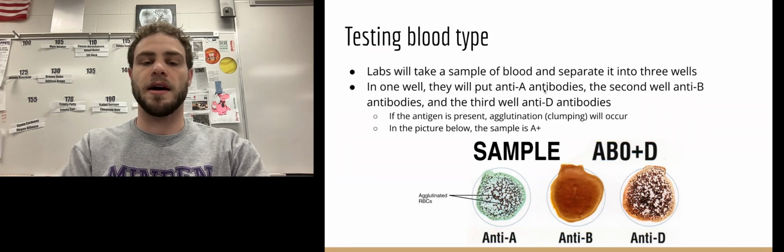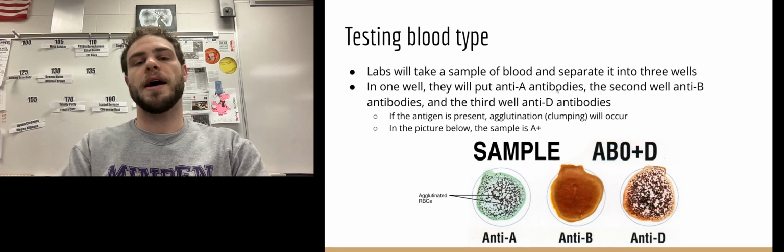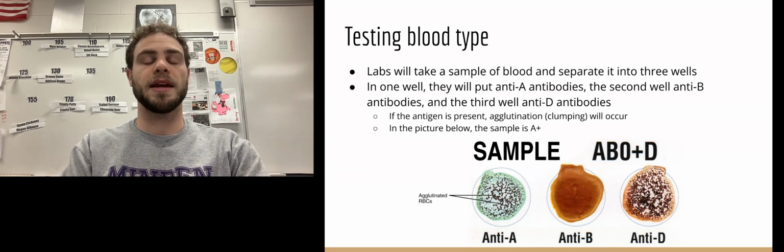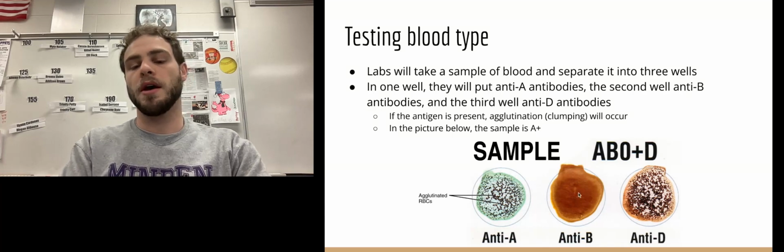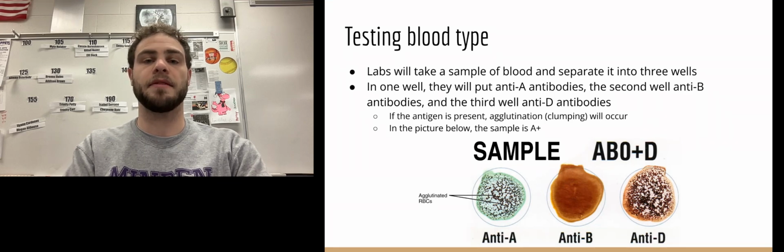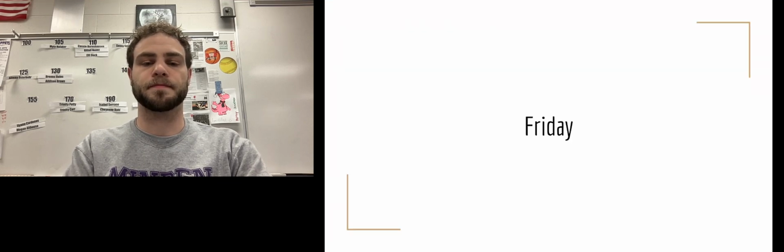If the antigen is present, that means the antibodies did encounter that antigen. You're going to start to see that agglutination, that clumping to occur. So we see here that when we put anti-A in, we do have a reaction. So that tells us that this is type A blood. No reaction with type B, so we don't have an AB type. And when we put anti-D in to test for that Rh factor, we do have a reaction. So we know that this is positive because it does have the Rh factor.